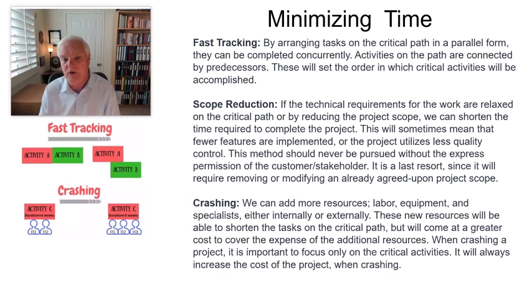Scope reduction means that we look at our project scope and we say, what do we maybe not need to do? What can we prevent needing to be completed by either relaxing a requirement or looking at the critical path and saying, is this really something that should be done? Could it be done in another time, in another place? Could we shift it? Scope reduction is a method. It should never be pursued without the express permission of the customer and any and all stakeholders. And it's the last resort, since it'll require removing or modifying an already agreed upon project scope. Your project scope needs to then be reworded, lined out, changed, modified.